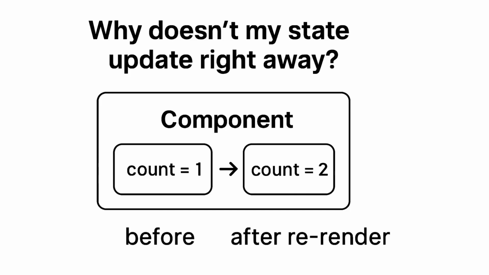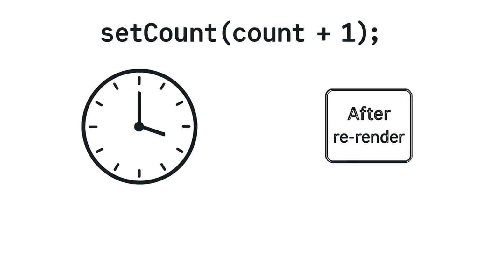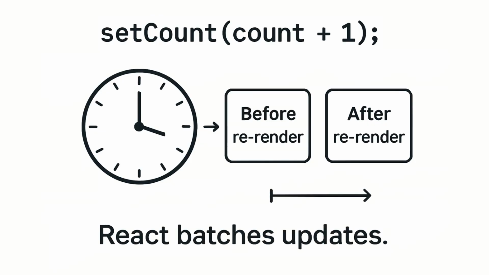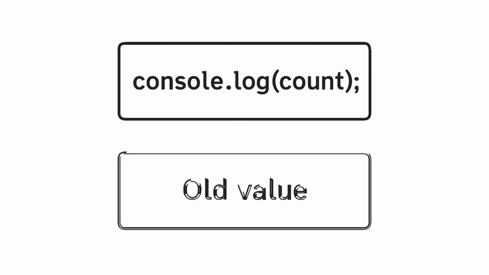One super common Stack Overflow question is, why doesn't my state update right away after calling setState or useState? The answer is that React batches updates. The value won't change until React re-renders. So if you log count right after setCount, you'll still see the old value.